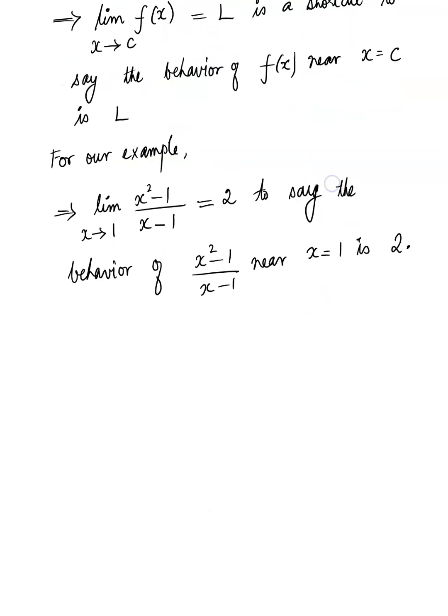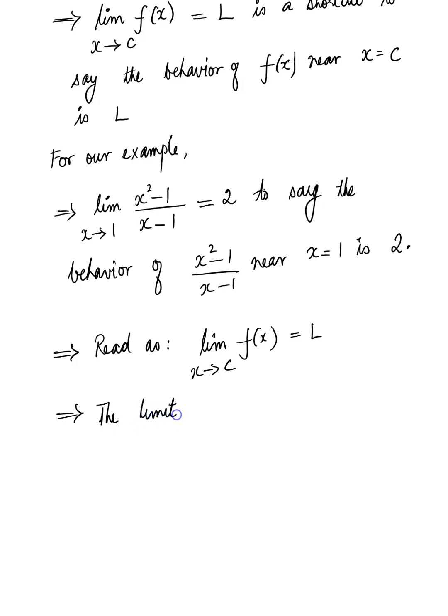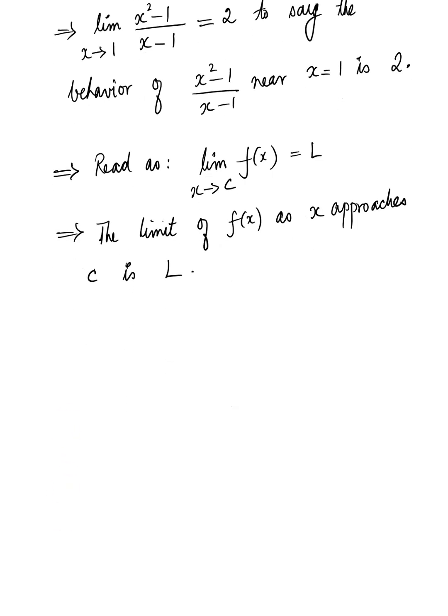So I'll write out how we read it, okay? The limit of f of x, x approaches c equals L. You're going to read it as the limit of f of x as x approaches c is L. This is how you're going to read it, okay? It's a little lengthy to read. It's quicker to write it, but that's how we have to explain it, okay? Now we go to limit laws.